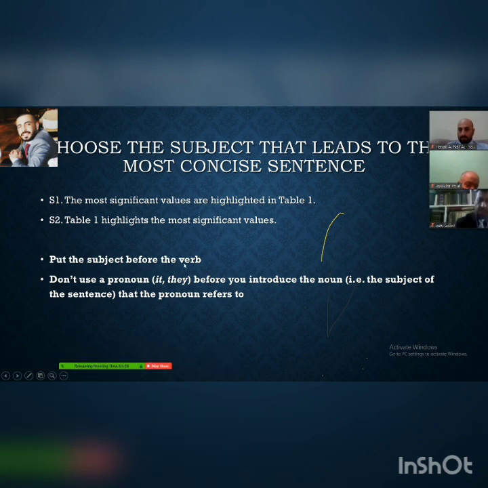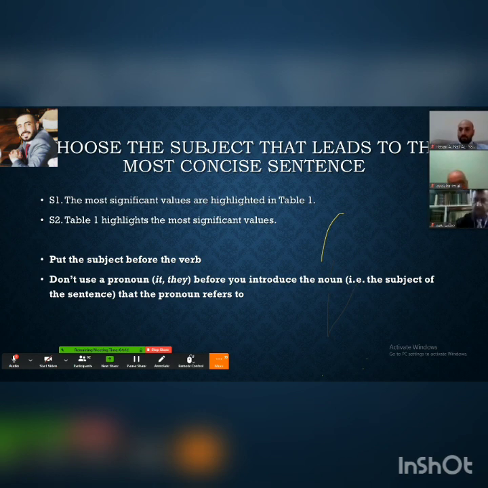Put the subject before the verb, which is this is in English. لازم subject قبل الفعل. Don't use the pronoun it, they. لا تستخدم الضمائر it و they. حتى تبدل هذا الشيء it with they استخدم المودل verb. This may lead. أفضل من تقول it leads.